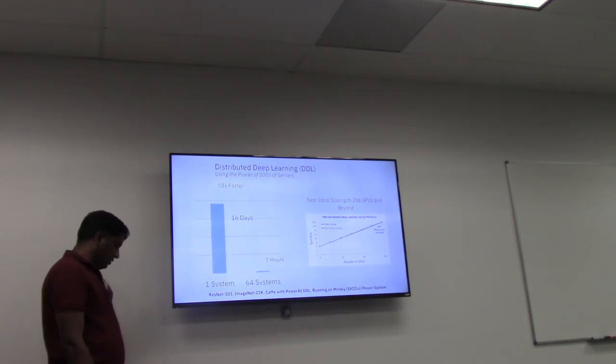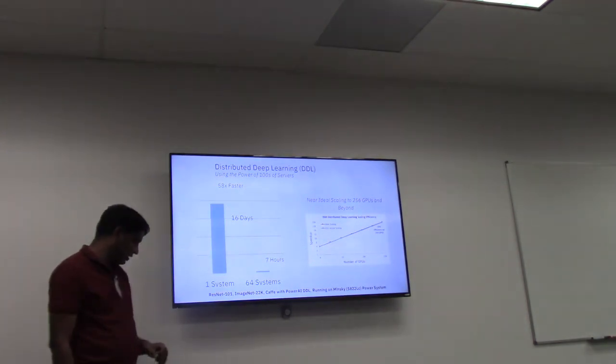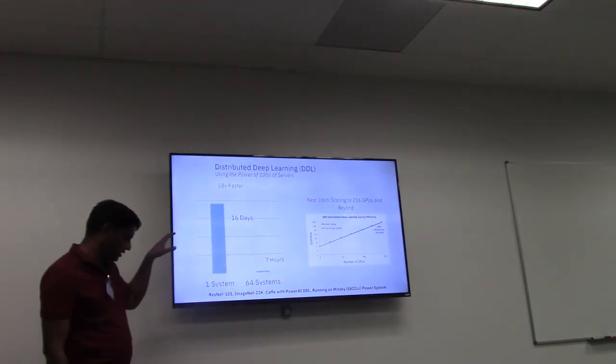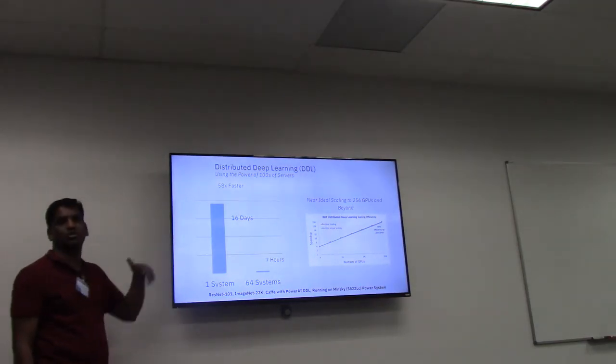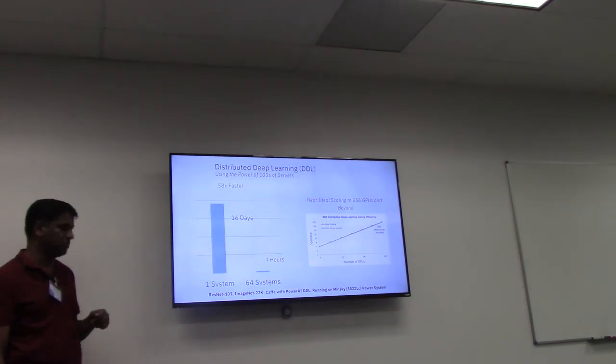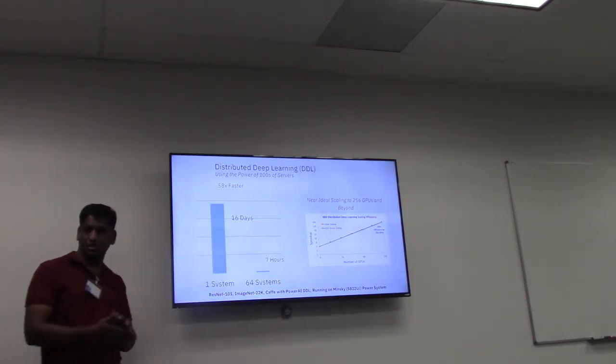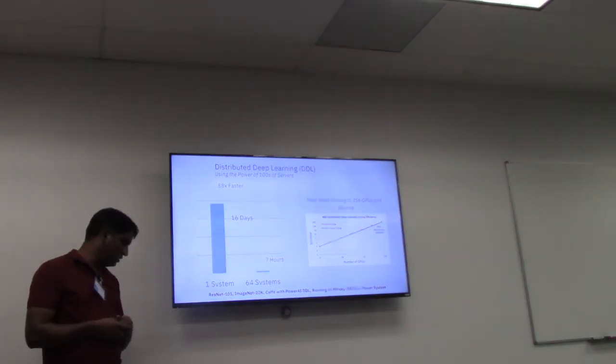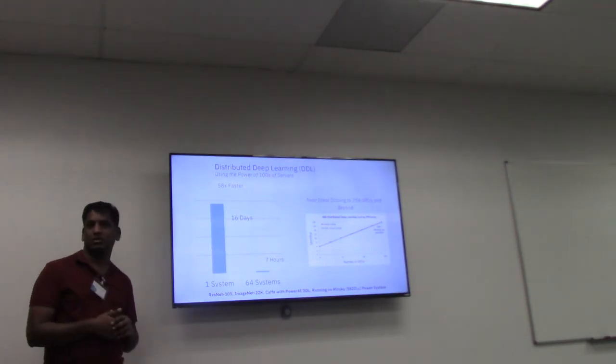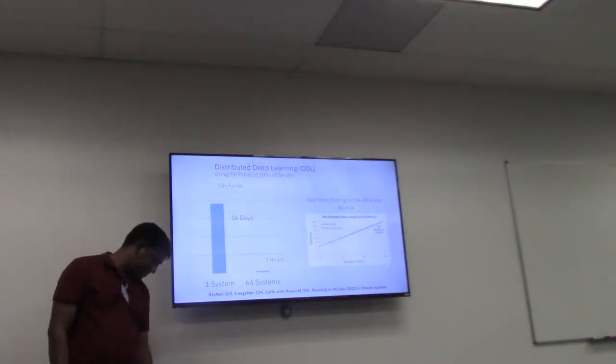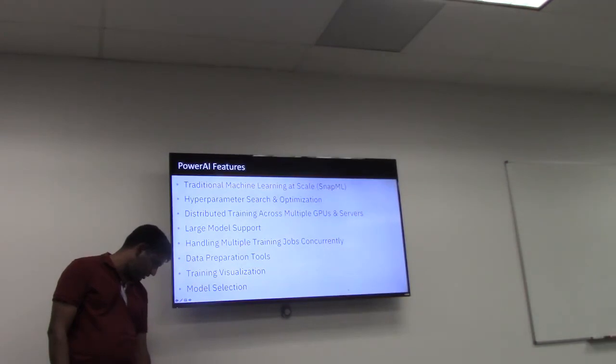So using DDL, I think the next chart has a clip. Yeah. So ResNet has been trained by Microsoft for 16 days, and IBM used 64 systems with 4 GPUs each, so that's 256 GPUs, and we demonstrated linear scaling, so the time came down to 7 hours.